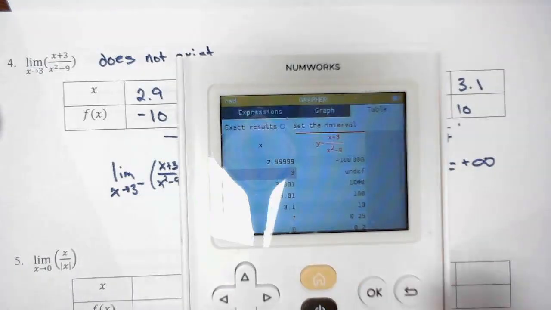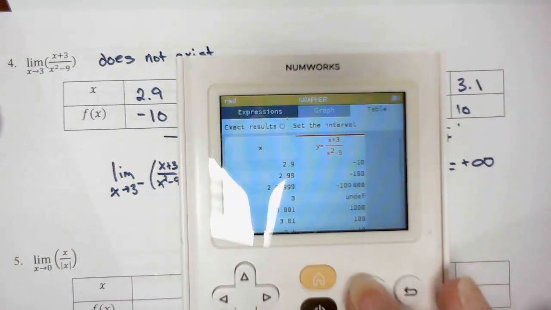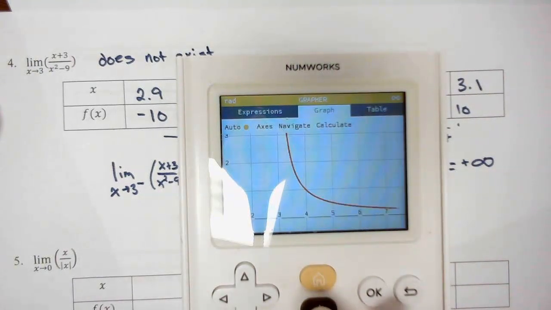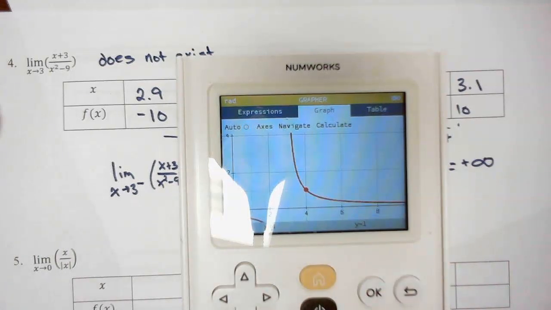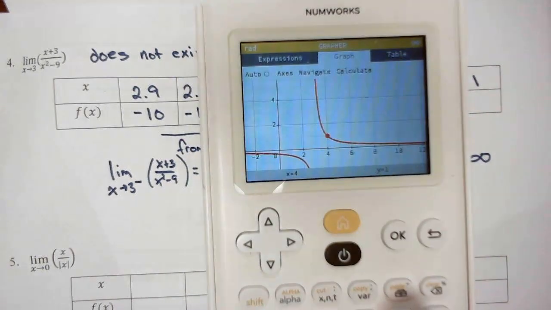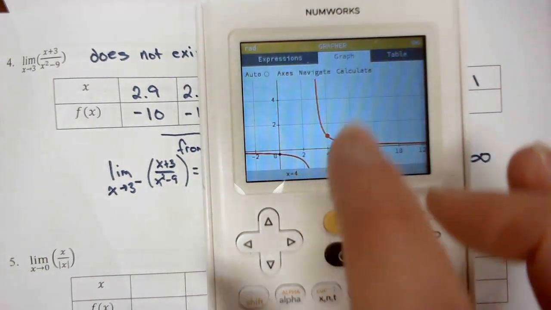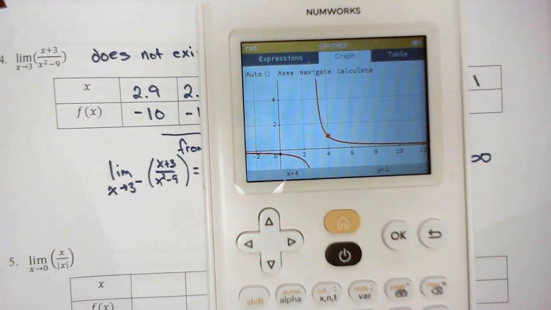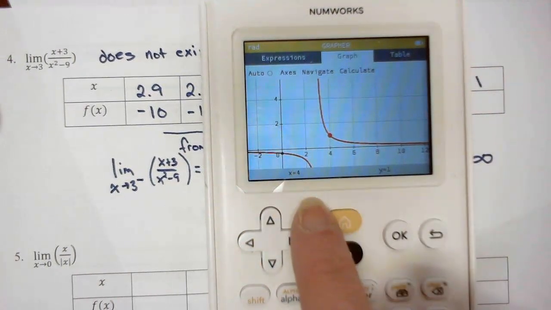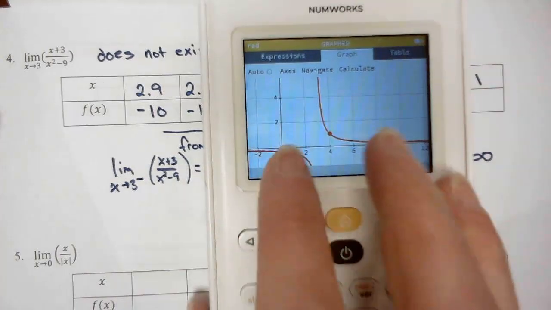And if we looked at the graph, let's see what's happening at 3. So I'm going to zoom out a little bit. And I'm pressing the minus sign to zoom out. Look what's happening at 3. We have a vertical asymptote. The graph is going to negative infinity on the left side and to positive infinity on the right side.